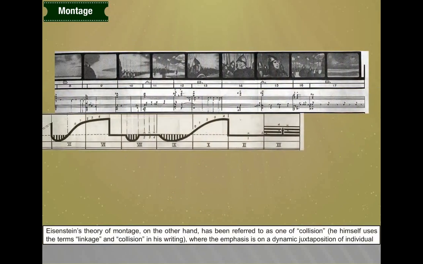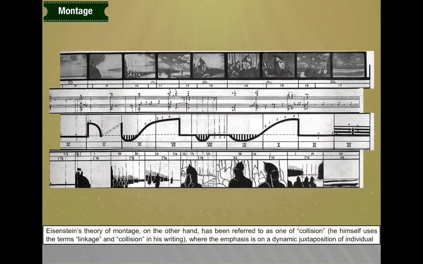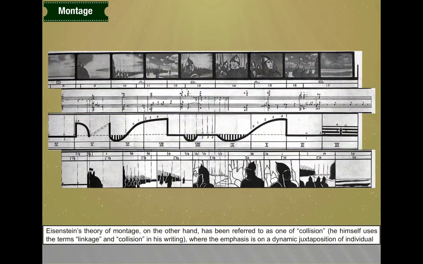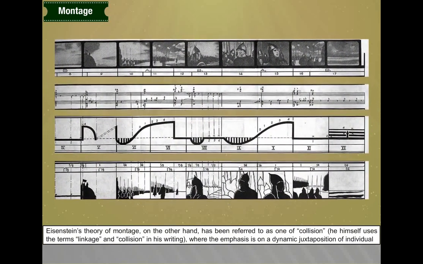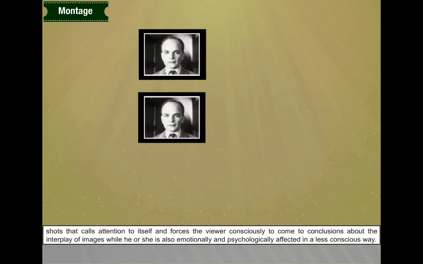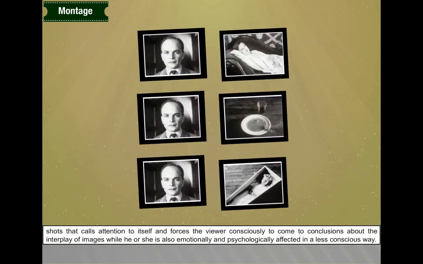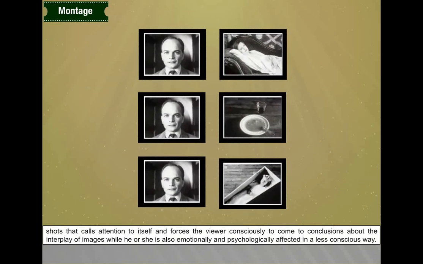Eisenstein's theory of montage, on the other hand, has been referred to as one of collision. He himself uses the terms linkage and collision in his writing, where the emphasis is on a dynamic juxtaposition of individual shots that calls attention to itself and forces the viewer consciously to come to conclusions about the interplay of images, while he or she is also emotionally and psychologically affected in a less conscious way.